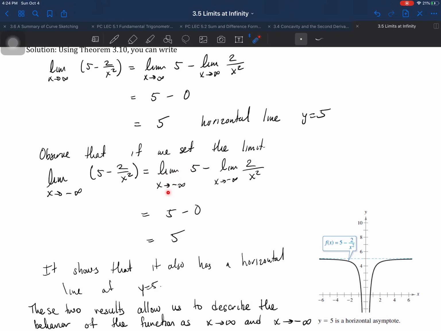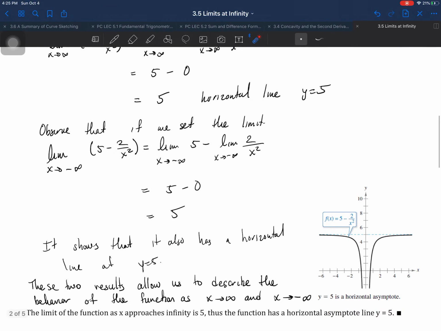The limit of 5 as x goes to negative infinity, minus the limit of 2 over x squared as x goes to negative infinity. The limit of 5 is 5, no matter what. The limit of this as x goes to negative infinity is going to be 0. So 5 minus 0 is 5. So it's also going to 5.